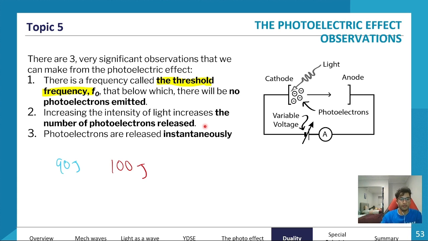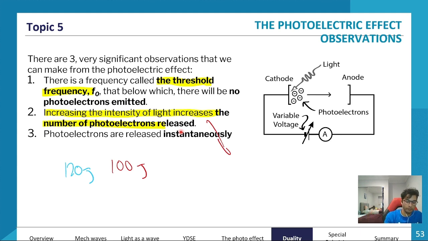So, if you want to create current, you have to shine a light that has a greater frequency than the threshold frequency. So, you need light that has 120 joules of energy. The second thing he found out is that increasing the intensity of the light increases the number of photons, which, as you'll see later on, will increase the current.